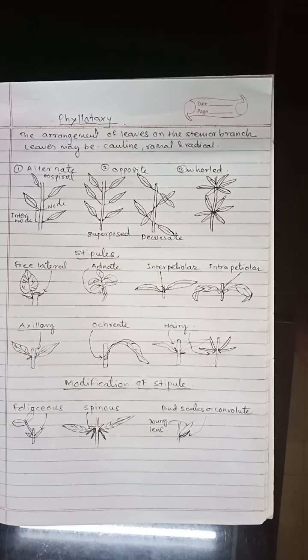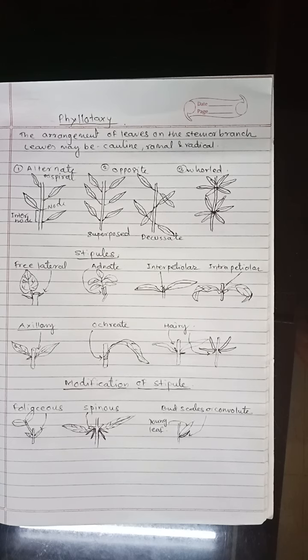Second type, that is opposite type. When two leaves are present at a node opposite to each other, the type of phyllotaxy is called opposite. It is of two types: opposite superposed and opposite decussate type. In opposite superposed type, all the pairs of leaves of a branch arise in the same plane, so that only two vertical rows of leaves are formed. Example: jamun, guava, etc.